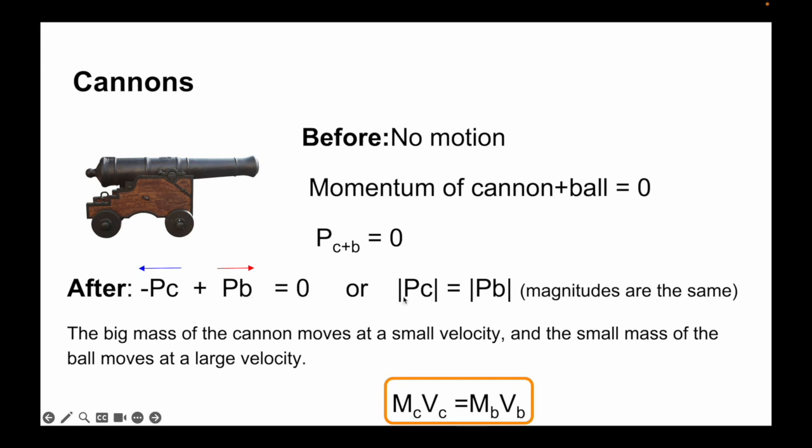Or in other words, the absolute values of each, the magnitudes, are going to be the same. The big mass of the cannon moves at a small velocity backwards, and the small mass of the ball moves at a large velocity forwards. So this is how we get the ball to come out so fast. The cannon moves back just a little bit, but it's very heavy.